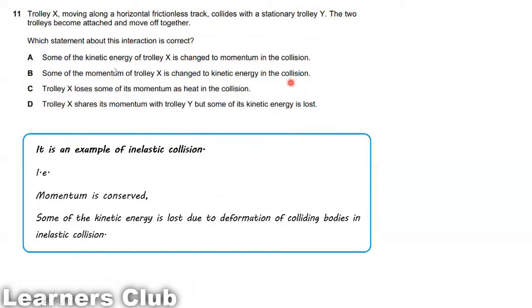Again, that's incorrect. Trolley X loses some of its momentum as heat in the collision, which is wrong. Trolley X loses some of its momentum to trolley Y to make trolley Y gain its momentum. So this is incorrect. Option B, trolley X shares its momentum with trolley Y, which is correct, but some kinetic energy is lost. Kinetic energy is lost because it is an inelastic collision. Therefore, the answer is option B.